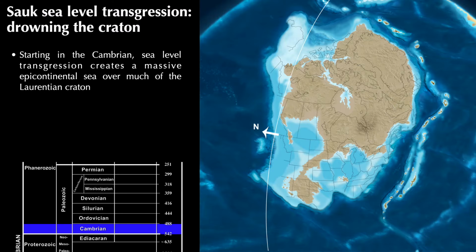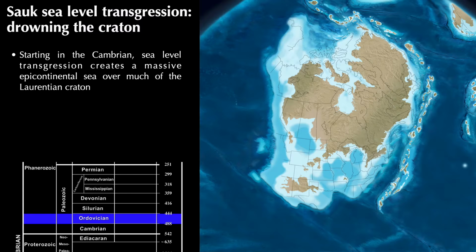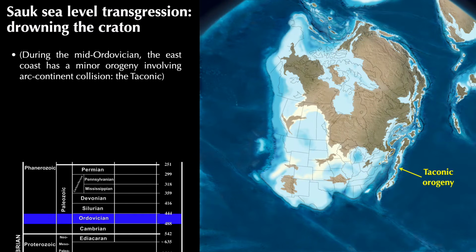So just stepping through time a little bit here, by the end of the Cambrian, during what's called the Sauk transgression, most of southern Laurentia is covered by water. This persists into the Ordovician. The central region of the continent that is not submerged remains above sea level, and it's referred to as the transcontinental arch.